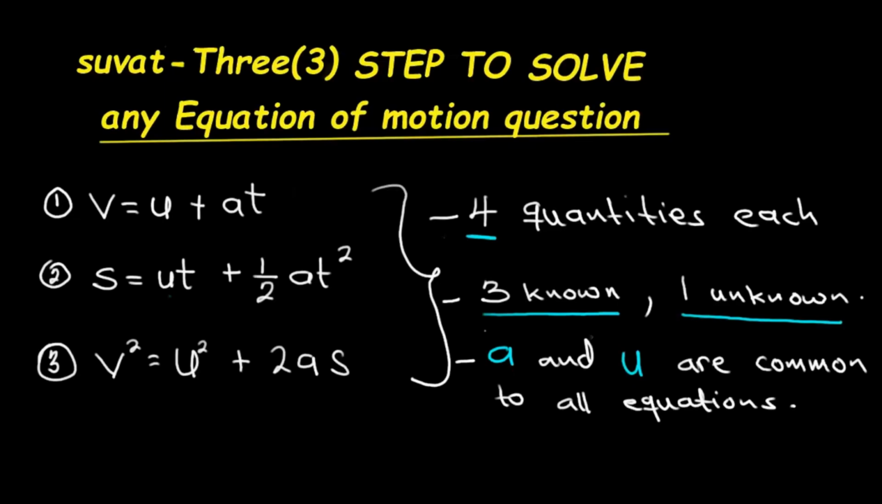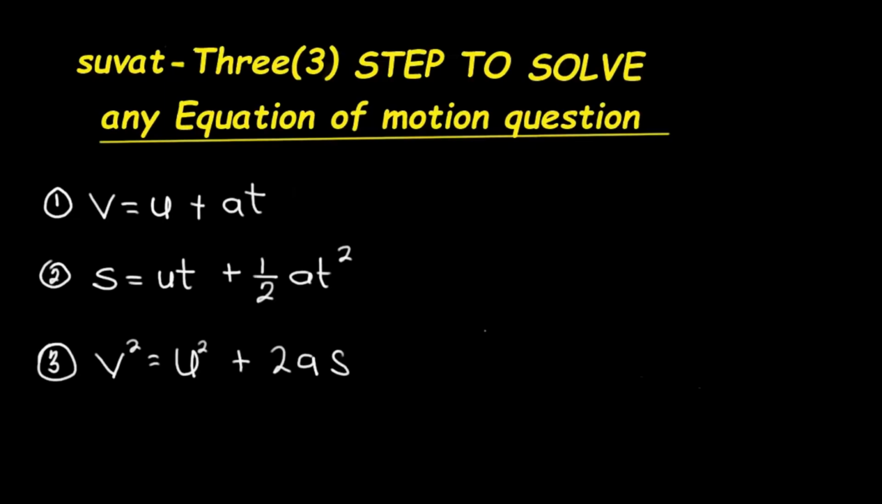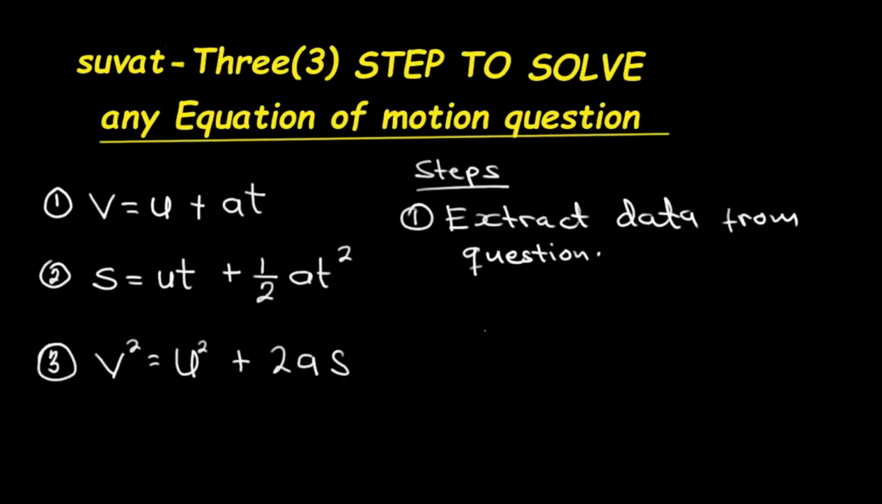But then there are some other equations you can use, which I will show you at the end of this video. For now, these are the common ones we use, especially at the WASSCE or senior high school level, at the GCSE level, or at the A level. So now let's quickly look at the steps that we need to go through in order to solve any equation of motion question. The first step is to extract data from the question.